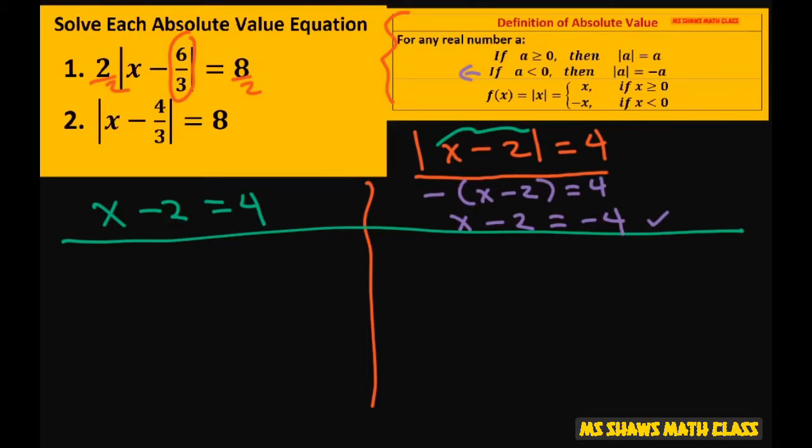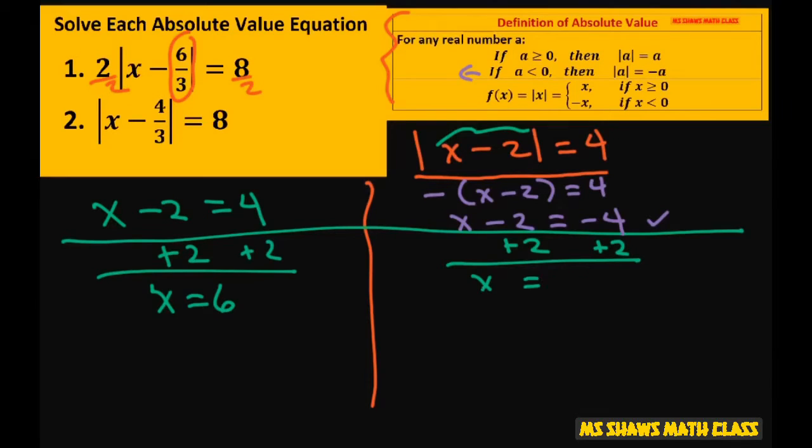Now all you do is solve for x. So we're going to add 2 to both sides. Get x equals 6. And for this one, we're going to add 2 to both sides and get x equals negative 2.